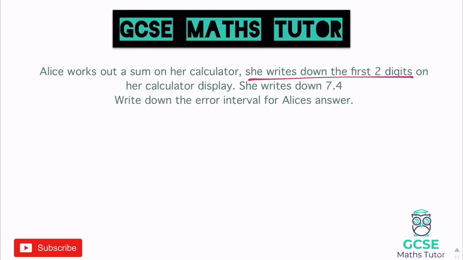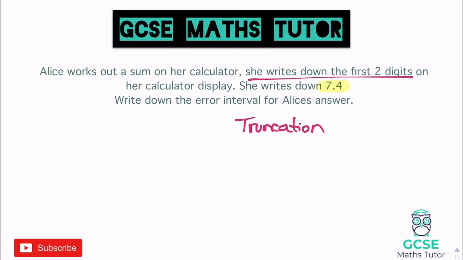When you just write down the first 2 digits and don't do any rounding, it's called truncation. So it might have said Alice truncated her number to 2 digits. And all that means is she's basically just completely disregarded anything else on the calculator display. And that means that this number here, 7.4, is definitely on her calculator. Okay, so there is no other digit that could be there other than those 2, because all she's done is look at the first 2 and write them down and completely disregard mathematical rounding. Okay, and it's called truncation.